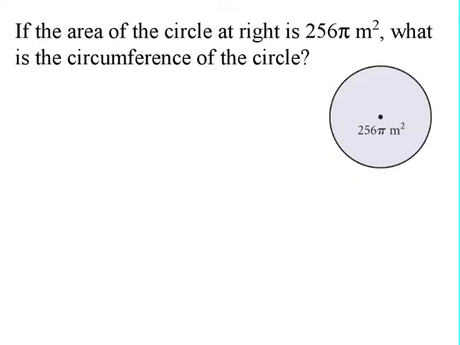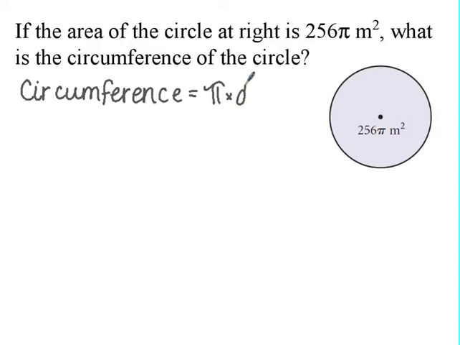All right, if the area of the circle at right is 256 pi meters squared, what is the circumference of the circle? Let's refresh our memory. Circumference equals what? Pi times diameter, or does anybody remember the other one? 2 times pi times r. The reason it's 2r is because the diameter is equivalent to 2r.